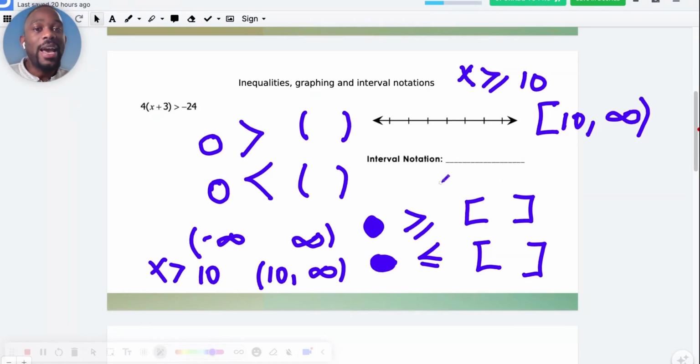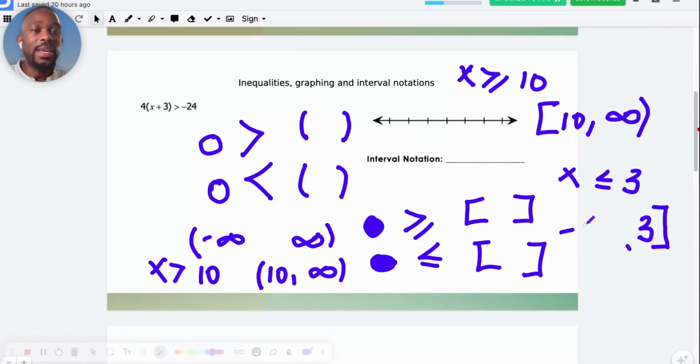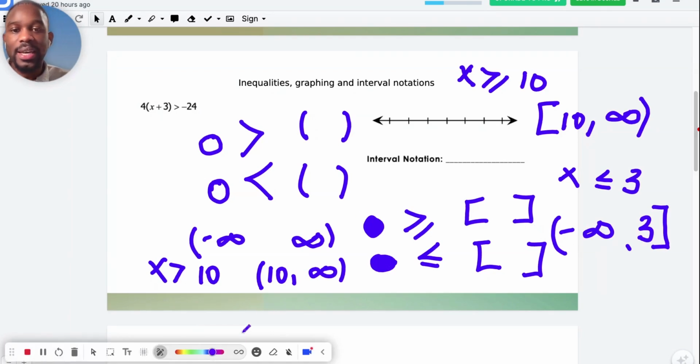What if you get x is less or equal to 3, meaning anything less or equal to 3? We'll write our 3 with a square bracket because it's less or equal to, and then anything less or equal to 3 really can go to negative infinity, and we'll use a parenthesis like that. So this is a very good refresher. Let's get into it.